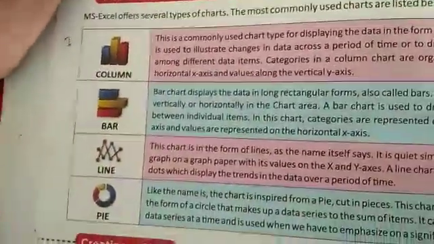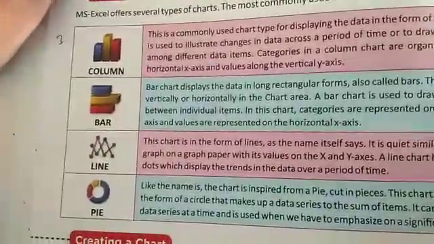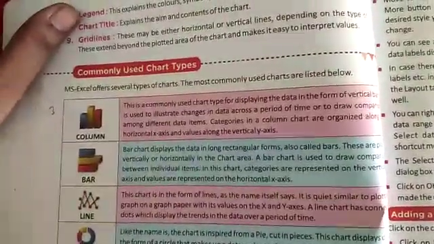Now commonly used charts. There are basically 4 types of commonly used charts: the column chart, bar chart, line chart, and pie chart. The column chart is the most commonly used chart type for displaying data in the form of vertical bars.